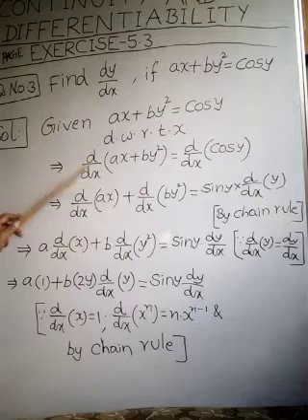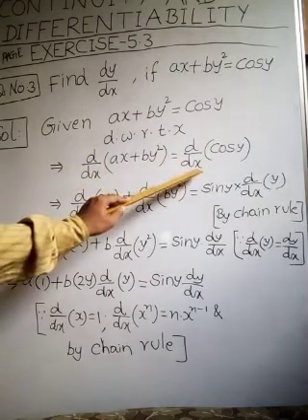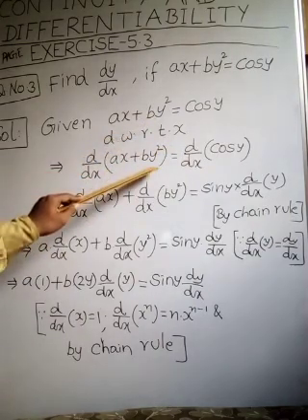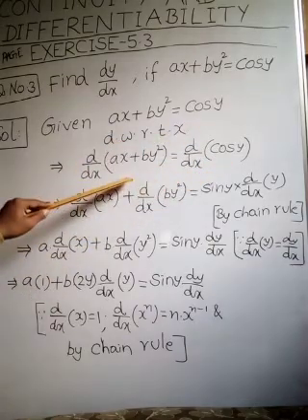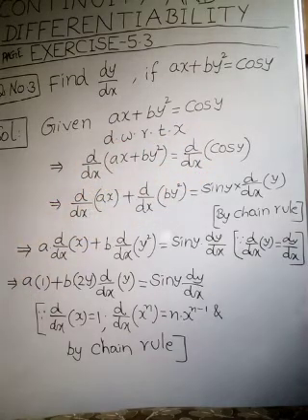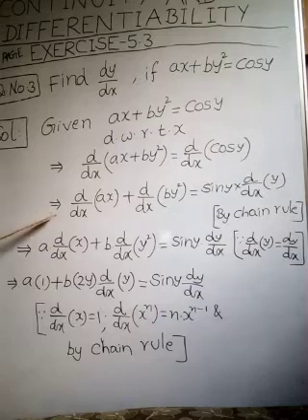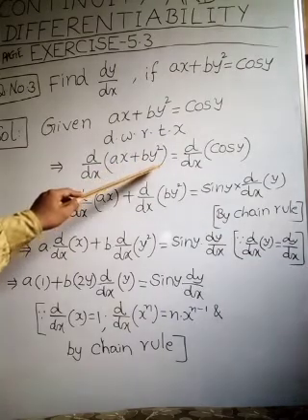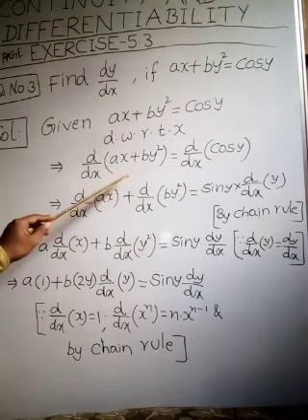So I am writing d by dx on both sides. Here d by dx, here also d by dx. So d by dx of ax plus by square is equal to d by dx of cos y. Understood this step, my dear children? I wrote the differential operator on both sides. Is it clear this step, my dear children? Right. Now this implies here two terms are there. So we can find the derivatives of the terms separately.